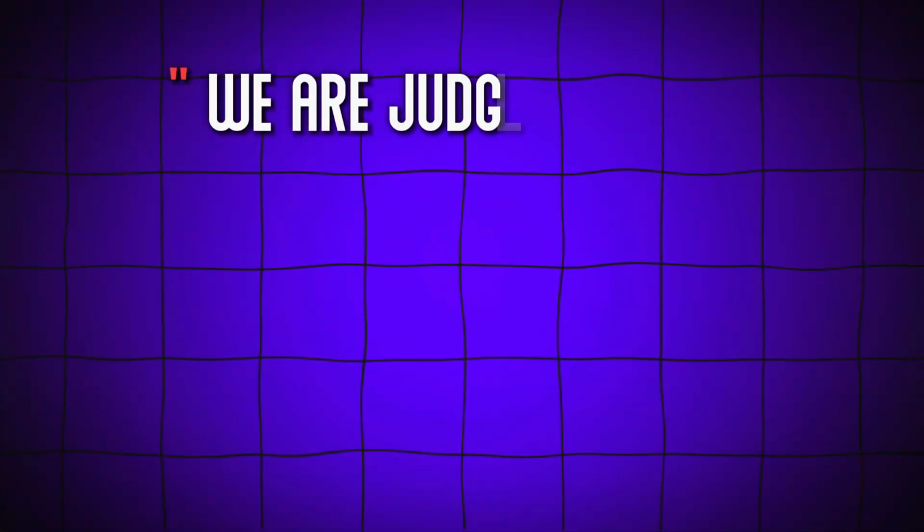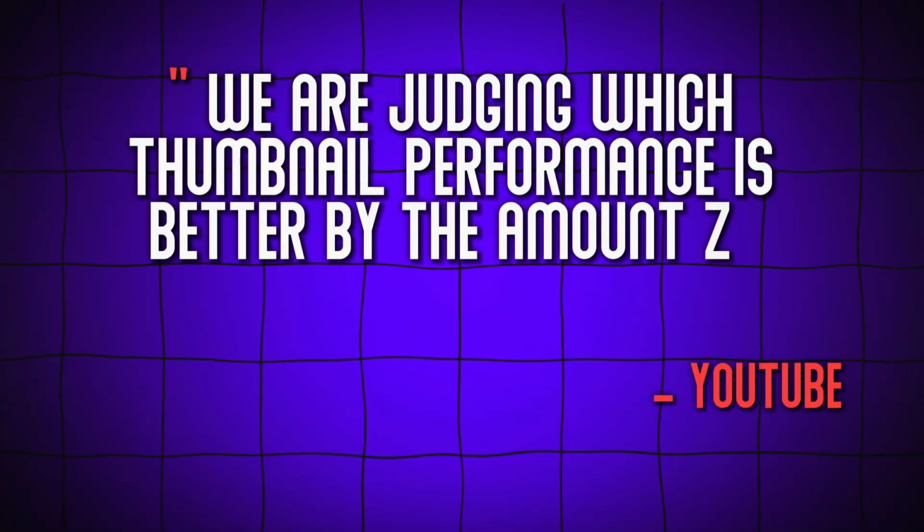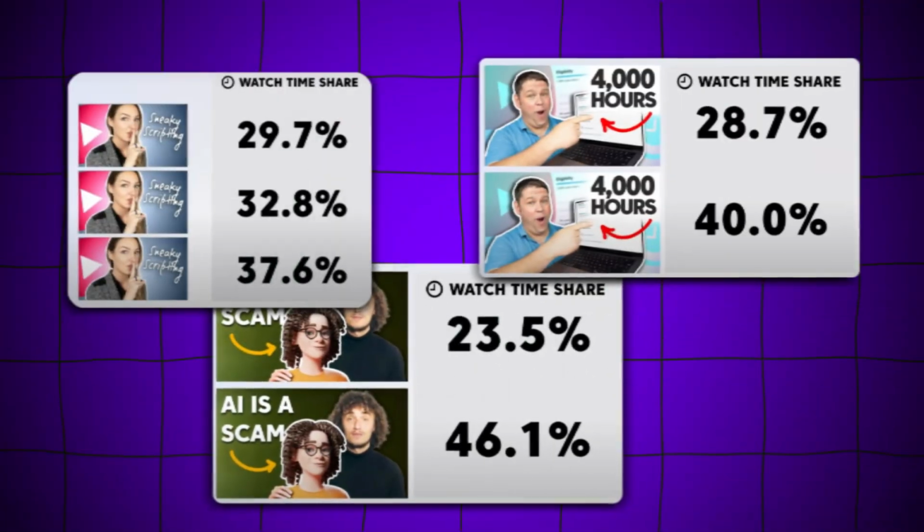YouTube says that they are judging which thumbnail performs better by the amount of watch time it gets, and they are judging the watch time across multiple thumbnails to see which one is better. Now, there are so many people who have come out and said that this is absolutely not true. I have seen channels that say they used the exact same thumbnail and uploaded it 3 times, and somehow one thumbnail performed significantly better than the others.